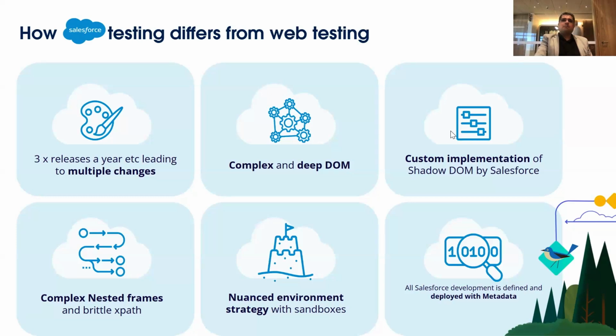Next is complex nested frameworks and brittle XPath. Salesforce uses nested frameworks, we all know that, and uses them extensively in its Lightning experience. Locating elements within these frames using XPath can be brittle and prone to failure when the structure changes slightly, or more or less, it does change. Testers need robust strategies for managing these dynamic elements and avoiding dependencies on brittle locators.